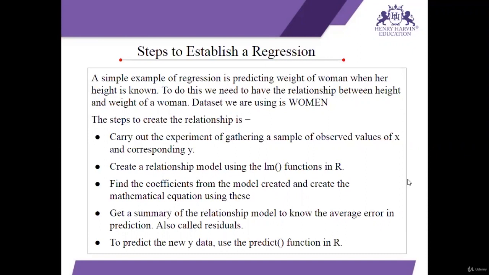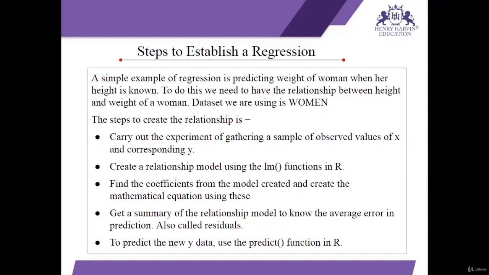To build a regression model, the steps are, first, an experiment of gathering a sample of observed values of x and corresponding y. So here we are taking a sample of observed values of height and their corresponding weight. Next, create a relationship model using the LM function in R. So in R, whenever we want to build a linear model, we use the function LM, and within brackets we give the data name and the formula for the model.